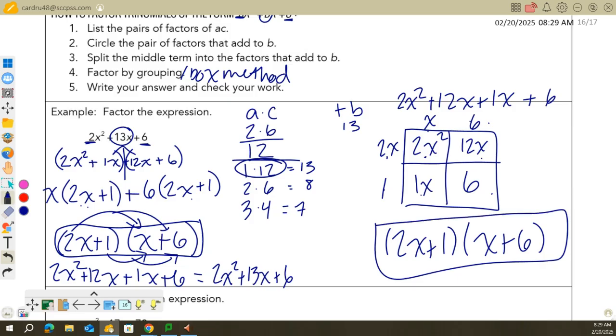Remember, use the method that makes the most sense to you. If you like grouping, stick with grouping. If you like box method, stick with box method. Whatever you would like to do.